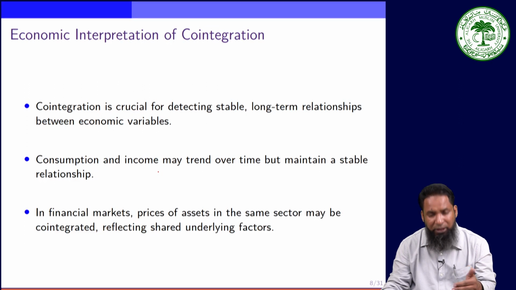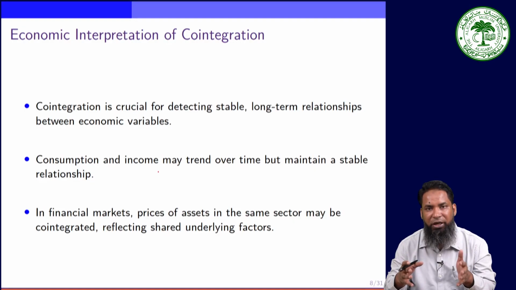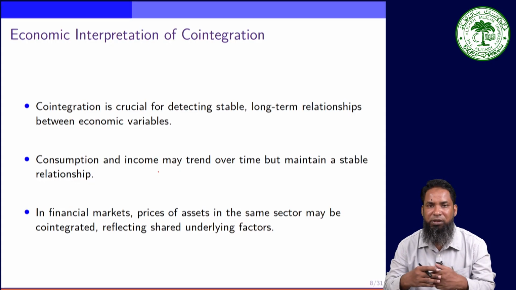Another example we can take from the financial markets. For example, prices of assets in the same sector may be cointegrated, reflecting shared underlying factors. However, at the level they will be non-stationary, so we cannot find the relationship using regression. Or if we difference them, then we will lose information. So in such cases, we turn to the technique of cointegration.